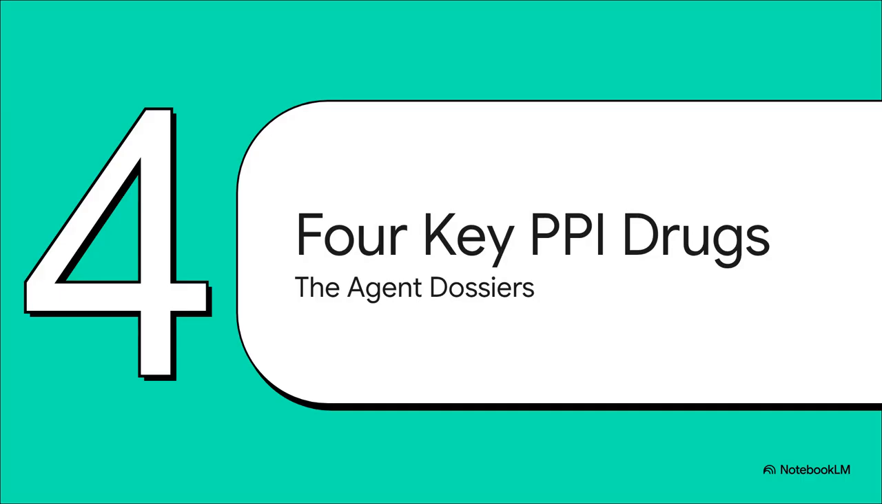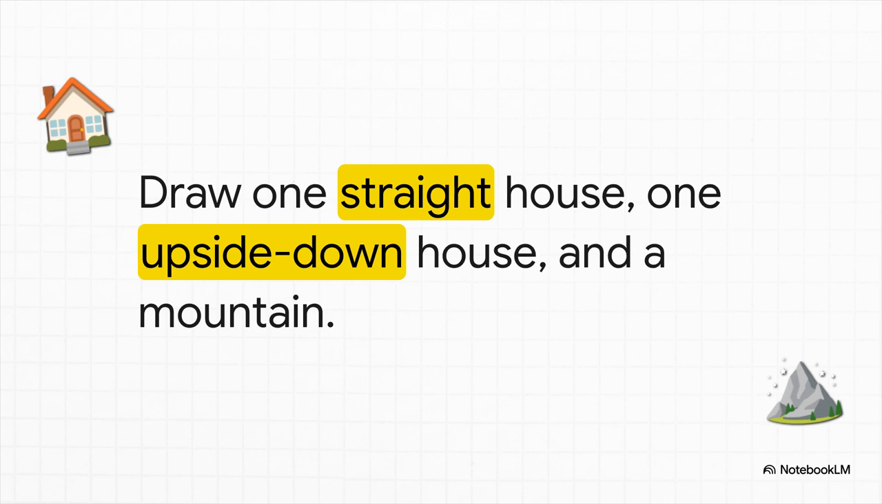Moving right along to part 4, 4 key PPI drugs, the agent dossiers. Now to actually master the chemical structure of these drugs for your exams, you really need a visual trick. Think of the base structure of a PPI almost like a drawing.